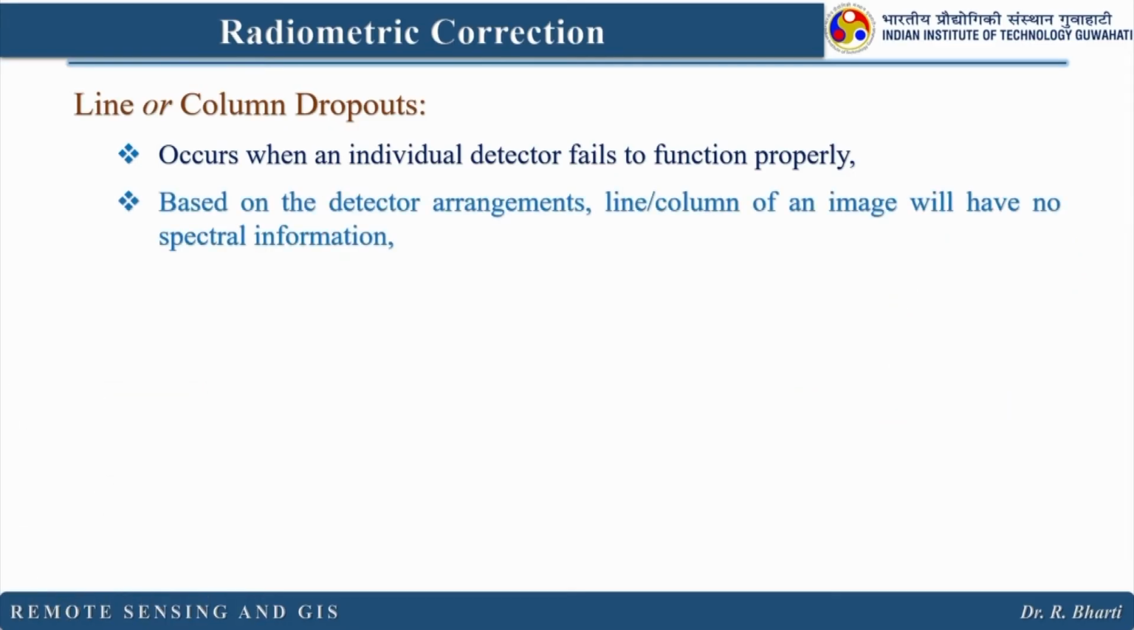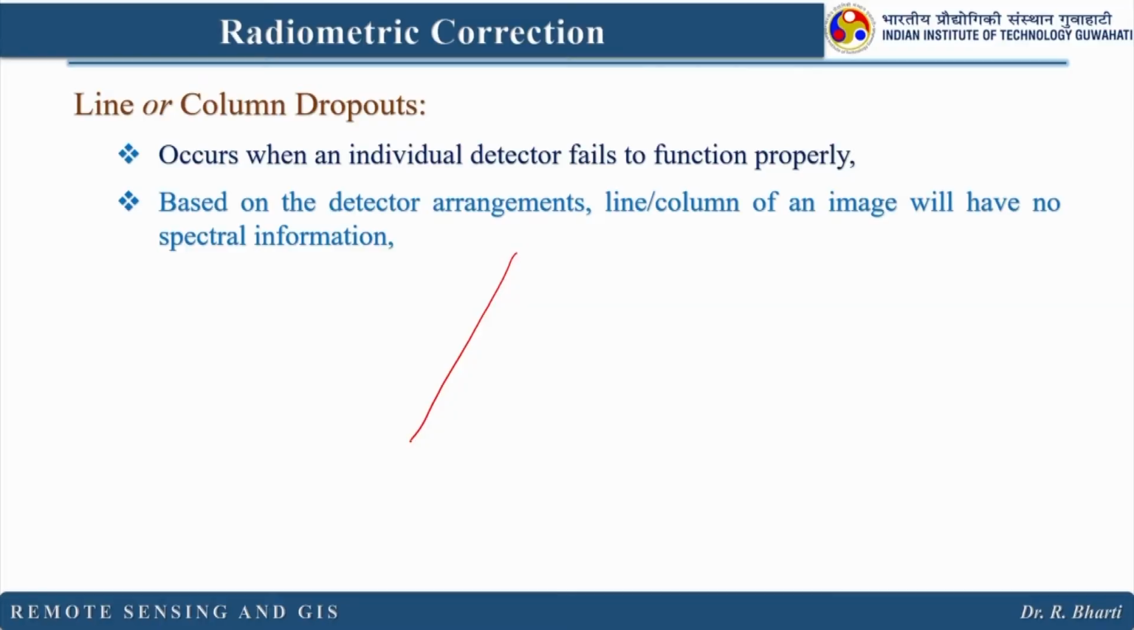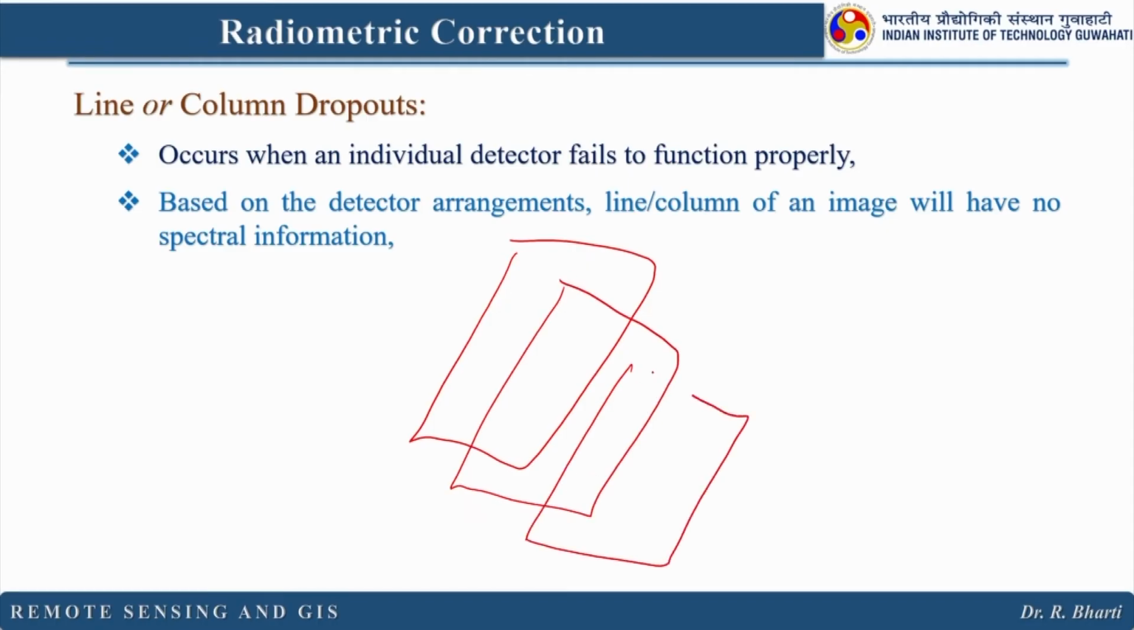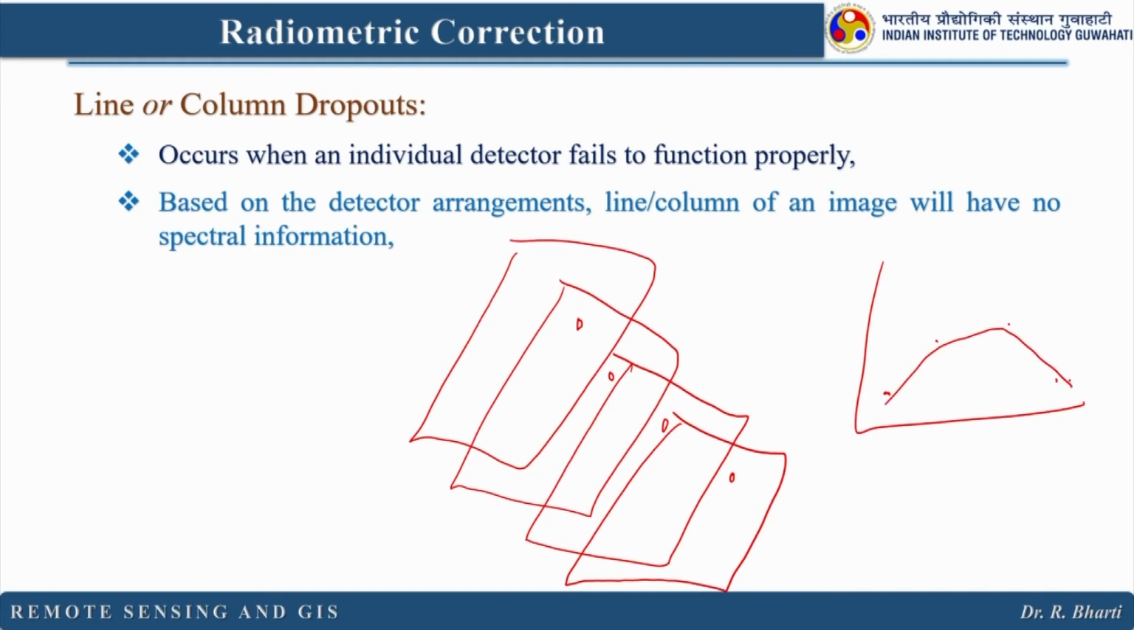So based on the detector arrangement, a line or column of an image will have no spectral information. Spectral information means here I am referring to DN values, because spectral information is generated when you are having different bands for the same area generated from a single detector or sensor. Then for this particular pixel you can easily record and extract these 4 values, right, and you can see the behavior of that particular area in wavelength.